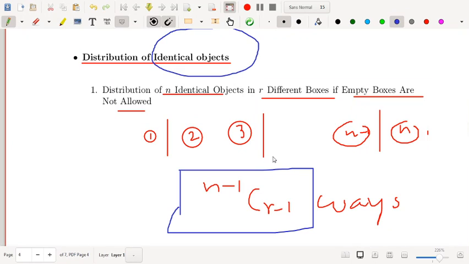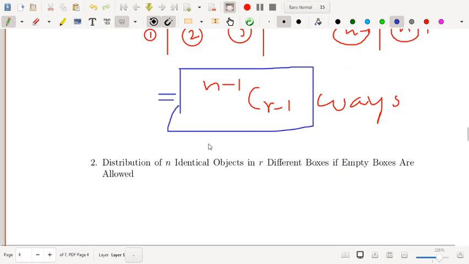So this is equivalent to the number of ways of distributing n objects in r boxes if empty boxes are not allowed. So distribution of n identical objects in r different boxes is equal to n minus 1 C r minus 1 if empty boxes are not allowed. Clear?